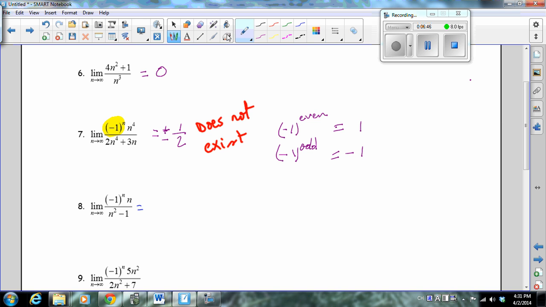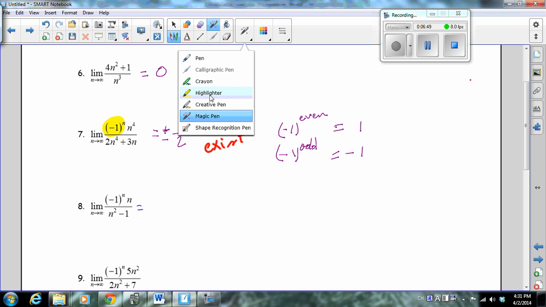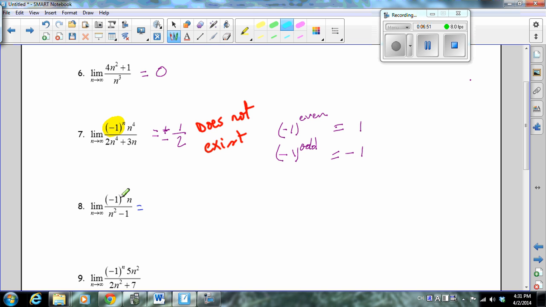The first thing is, just as we did on the previous one, I will go ahead and cover this portion for now and just figure out what I get. By covering that portion, I will have n over n squared minus 1. Well, n over n squared is low over high, meaning it's equal to 0. At this point, whether (-1)ⁿ is 1 or -1, the value remains 0. So 0 is my answer, because 0 times 1 and 0 times -1 is still 0.